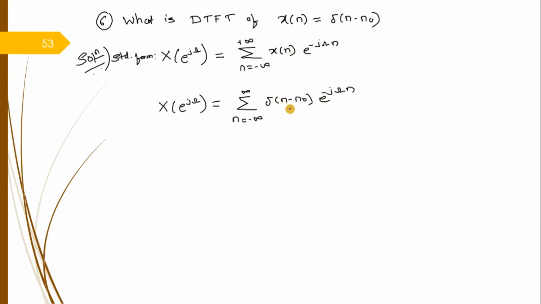Then you know that this quantity has to go to 0 in order to have a finite, non-zero value. So when can this quantity go to 0? What value of n do I have to substitute here to make it 0? I have to substitute n equal to n naught. So when I put n equal to n naught, you get 1 here, and in place of n you write n naught. Then you get X of e raised to j omega is equal to e raised to minus j omega n naught. That's your answer.